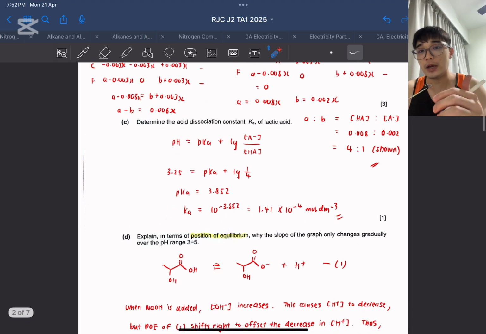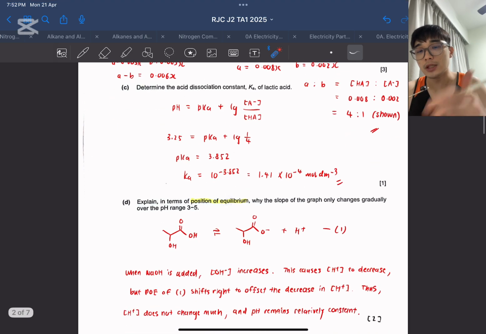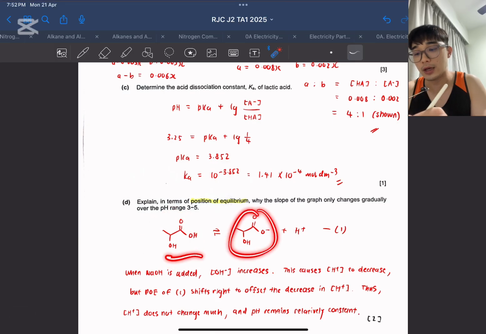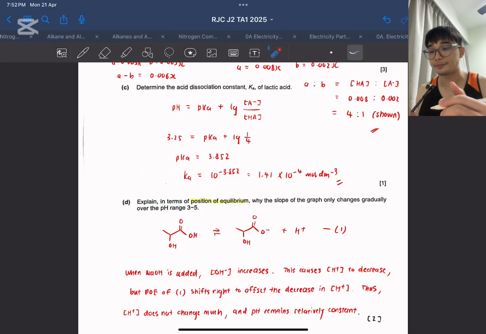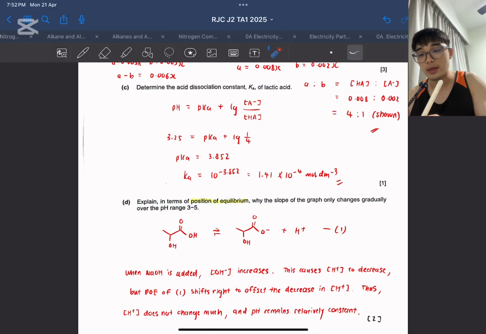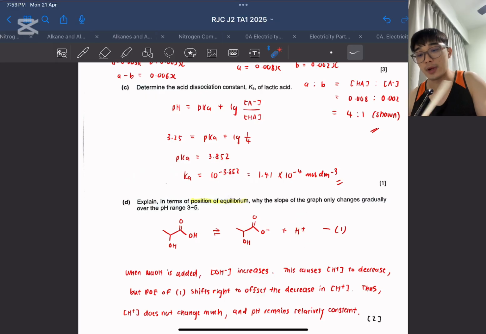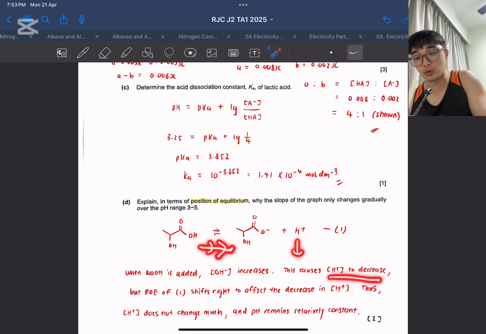So we need to come up with an equilibrium equation first. Since the buffer involves these 2 species, I'm going to write an equation consisting of the acid and the conjugate base. Alright, then it will dissociate into H+. Now, when you go from pH 3 to 5, you're adding NaOH, right? So when NaOH is added, the concentration of OH minus goes up. When OH minus goes up, it will neutralize the H plus, causing the H plus to fall. When H plus falls, POE now shifts to the right.